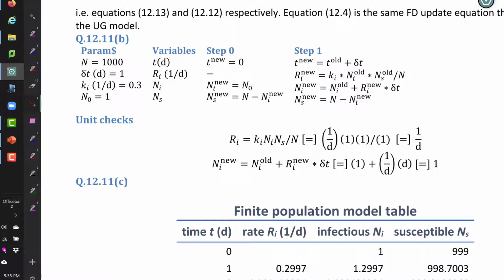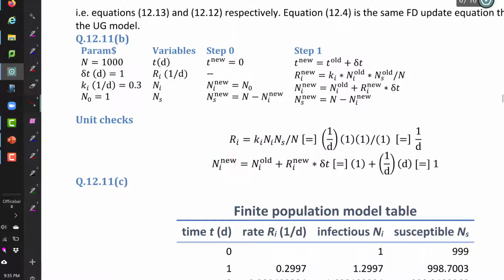And then there are unit checks. I'm a big fan of making sure that people always check their units, because you can get in trouble in science if you don't pay attention to them. So the infection rate, it's given by this formula. That's basically the same formula as this, but without all the stars and news and olds. And Ki is the only thing that has units, and the other things all have units of 1. So because this is the only thing with units, the whole thing ends up being in units of per day. Ri should have units of per day, so that's good.